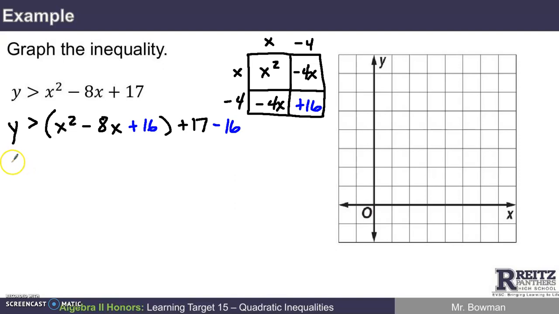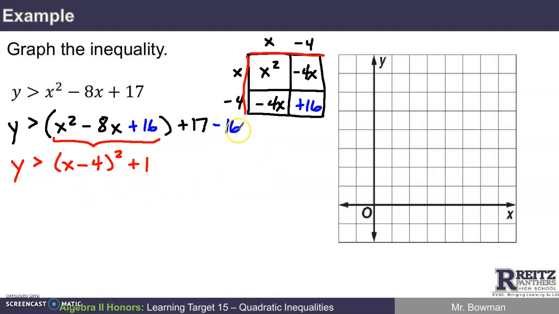Now I need to actually write it in vertex form. So y is greater than, these three terms here, the diagram shows me would be the same as x minus 4 squared. X squared minus 8x plus 16 is the same as x minus 4 times x minus 4, or x minus 4 squared. And then 17 minus 16, that's a plus 1. And now this thing is in vertex form.